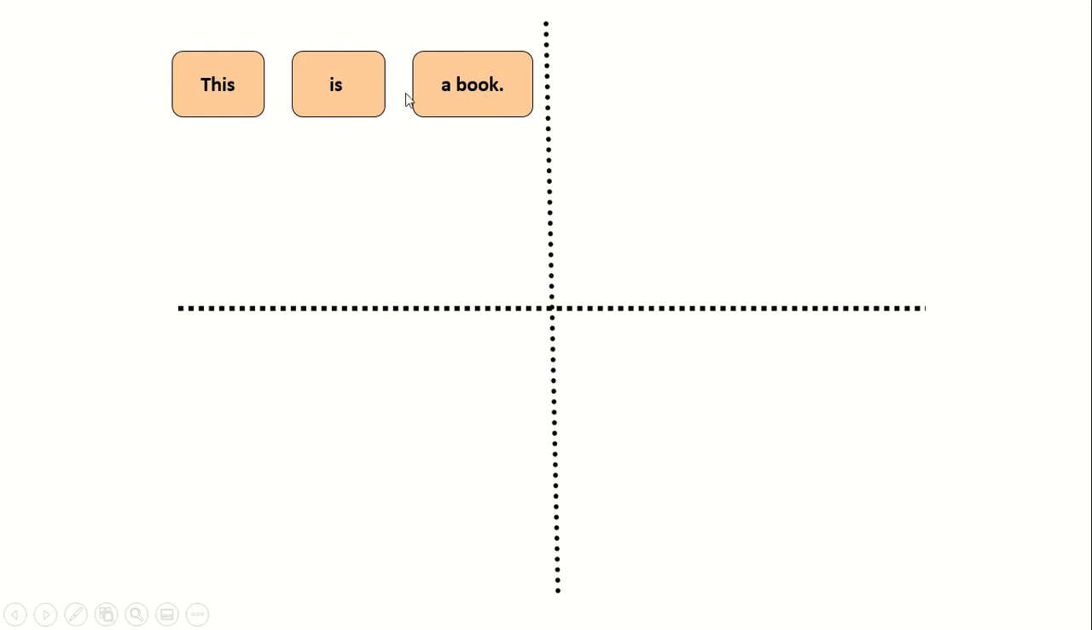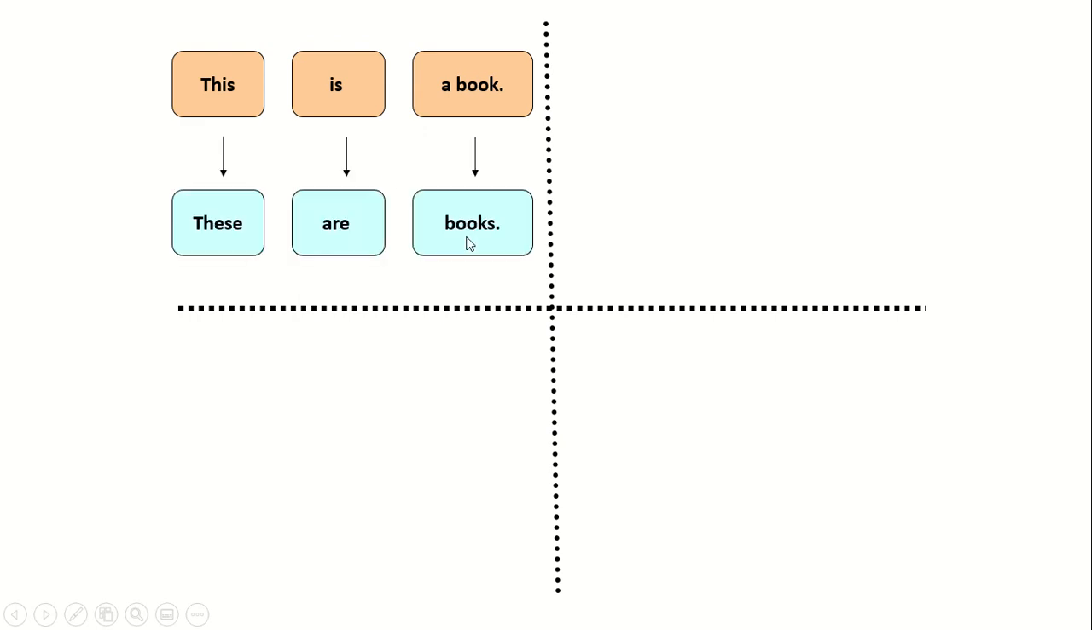This is a book. We notice that everything here is singular. This is singular, is is singular, a book is singular. We need to change it into the plural, so what do we say? This will become these, very good. Is will become are, and a book will become books. So these are books.